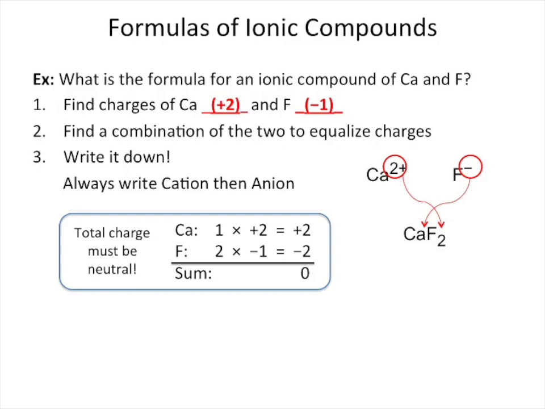And double check your work too, that the total charge must be neutral. So if you take 1 calcium atom and it's a +2, great. If you take your 2 fluorine atoms and each one's a -1, that makes -2, and that adds to 0, because ionic compounds come together in such a way that ultimately neutralizes the charge.